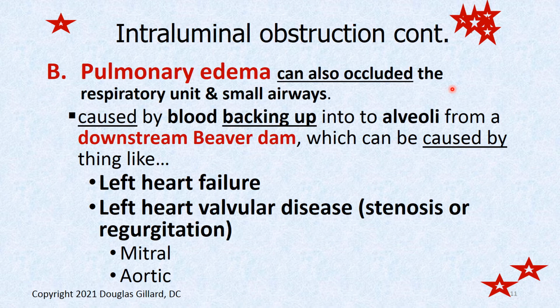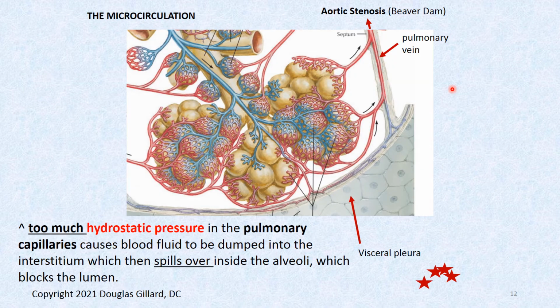What could cause this pulmonary edema? Left heart failure, left valvular disease. We've talked about this already. Mitral stenosis, aortic stenosis, even regurgitations can cause pulmonary edema. Any beaver dam that would be downstream, because the blood is flowing from the lungs to the left heart, can increase the pressure, just like the water backs up from where the beaver dam is. And here the heart would be up here.